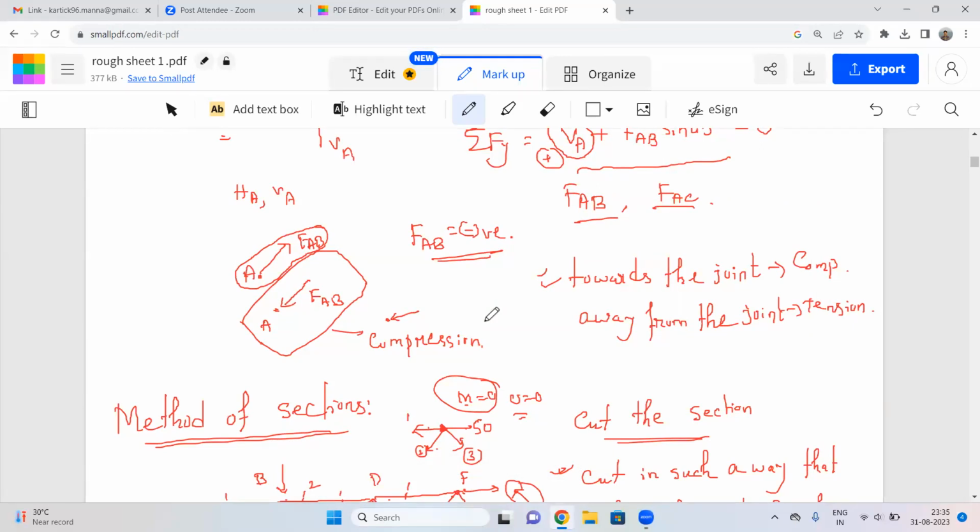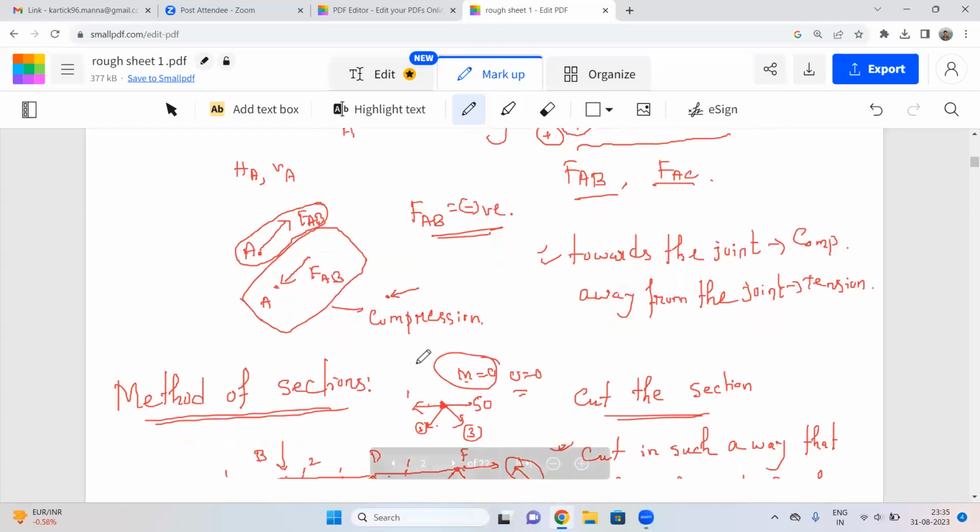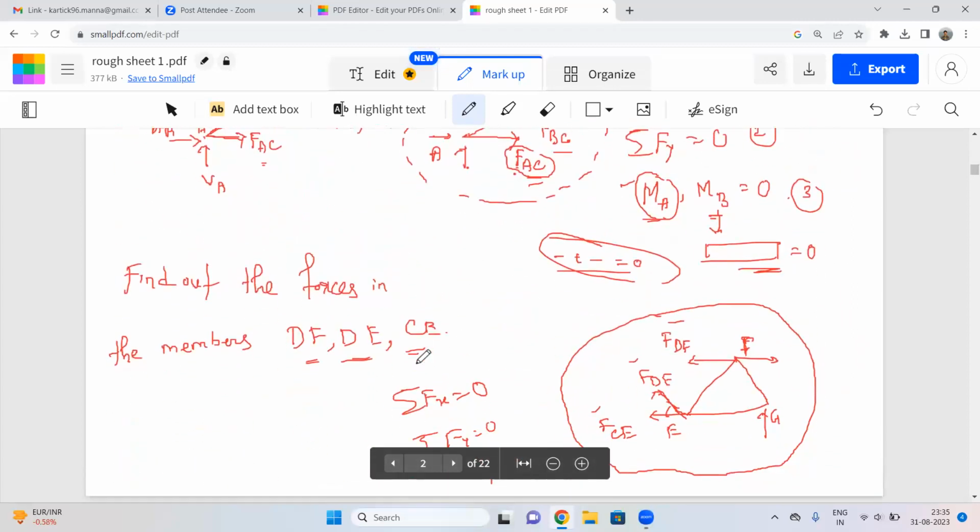And with that, if you complete these things, the static part is done. What is static, then what are the equilibrium equations, then reaction and support and loading, then pin jointed framework, compression, tension, and method of joint and method of section. Then you have one more thing, that is frames and machines.